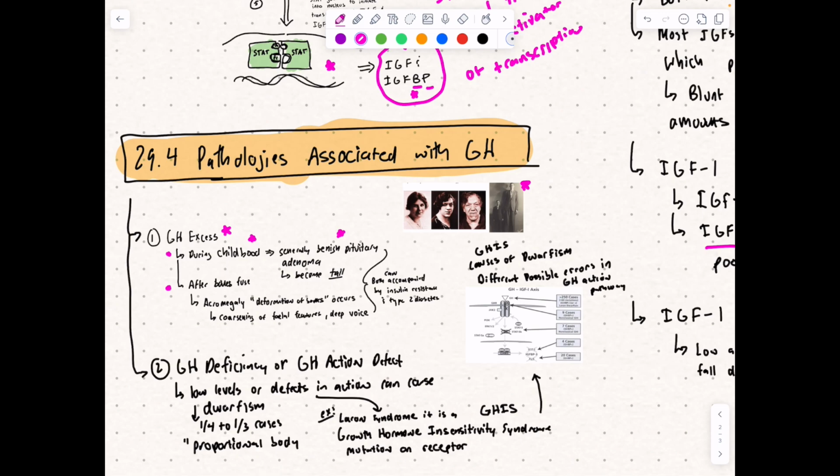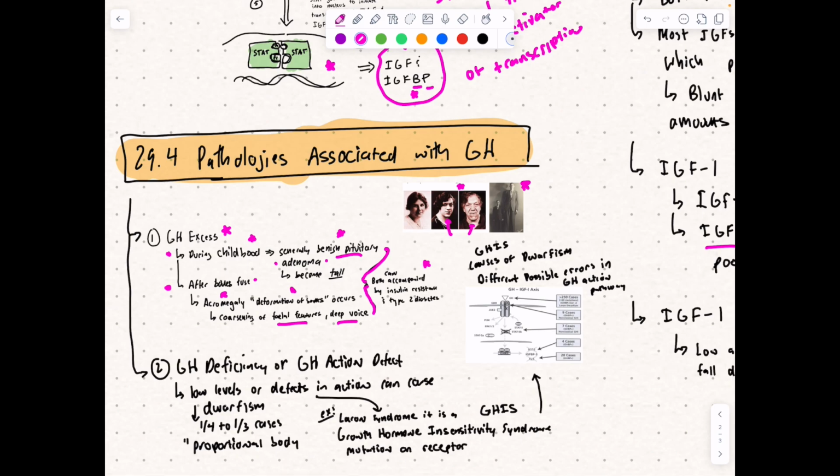And this is generally due to a benign pituitary adenoma, which just means a benign cancerous mass on the anterior pituitary. But if it's after the bones fuse, then you get acromegaly, which is the deformation of the bones, coarsening of the facial features. The idea is that they're looking broader, coarser, with a deeper voice. And then both of these types of growth hormone excess can be accompanied by excess growth hormone.